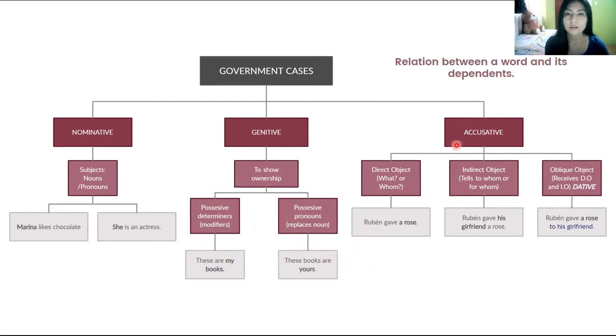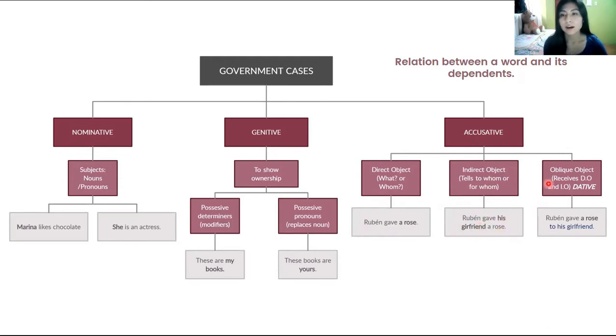Okay, and the last government case is accusative. In this case, we have three main types of accusative case. The first one is direct object. In this case, we can ask what or whom in order to receive an answer. For example, Ruben gave a rose. And the next case is indirect object. In this case, we can ask to whom or for whom. For example, Ruben gave his girlfriend a rose.